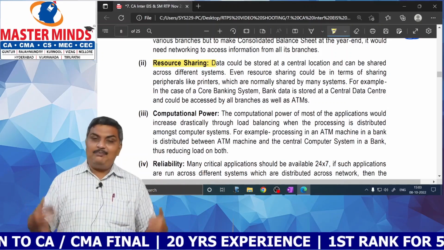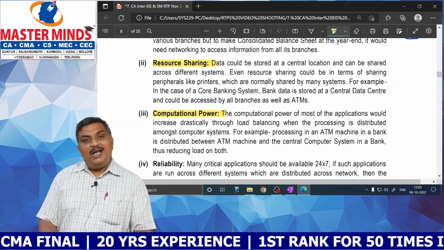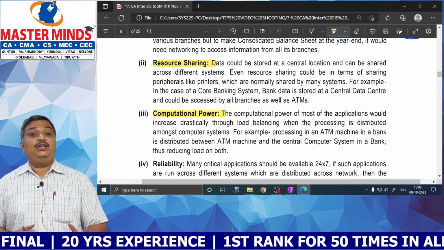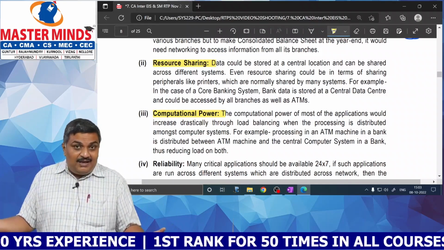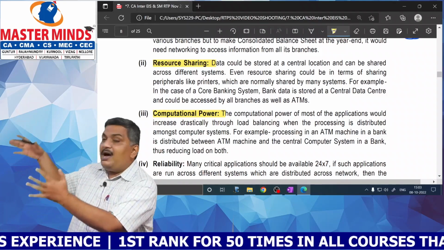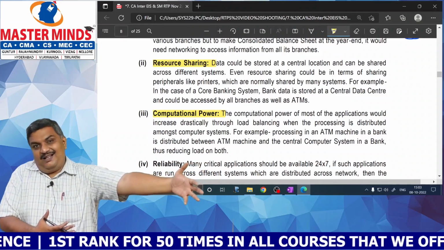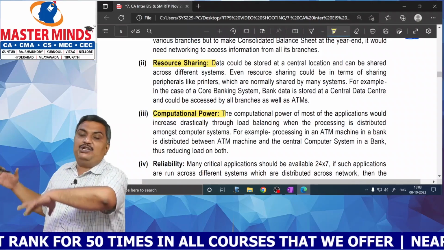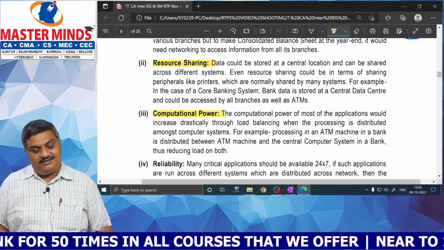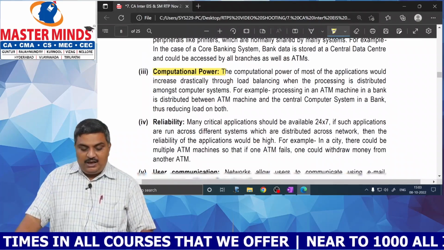That is another example of resource sharing. And next, the computational power. In case of computer network, you need not have a powerful computer everywhere. It is just enough if you have a very powerful server, and that server being connected to the clients. And this server will give its processing power, capability to all the clients. So you can have that computational power, sharing of computational power.